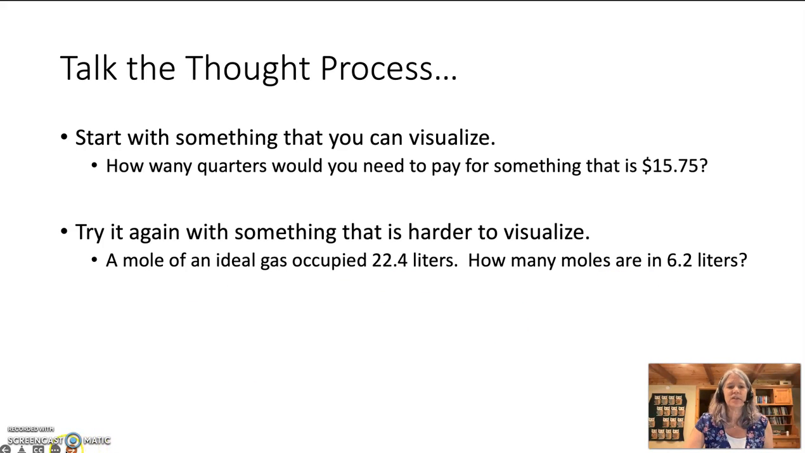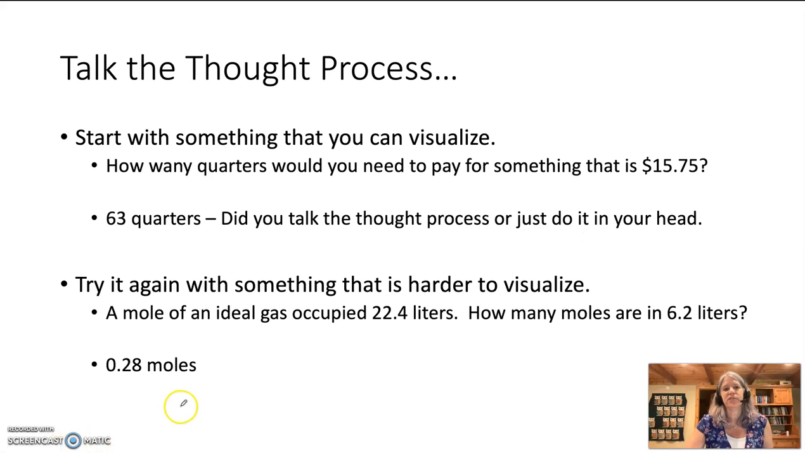So practice those on your own, and I've provided for you here the answer, 63 quarters. Now, I just want to check you, make sure that rather than just doing it in your head, which maybe many of you can do, each dollar is 4 quarters, 15 times 4 is 60, plus 3 more is 63. Instead of doing that, right, just write it out to make sure you've got the process correct.